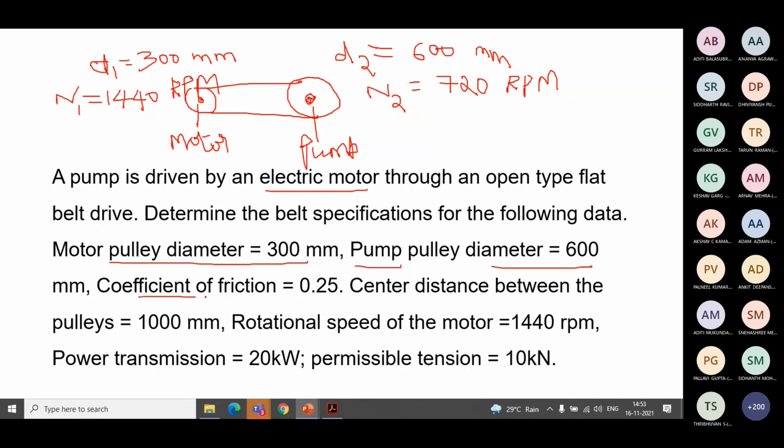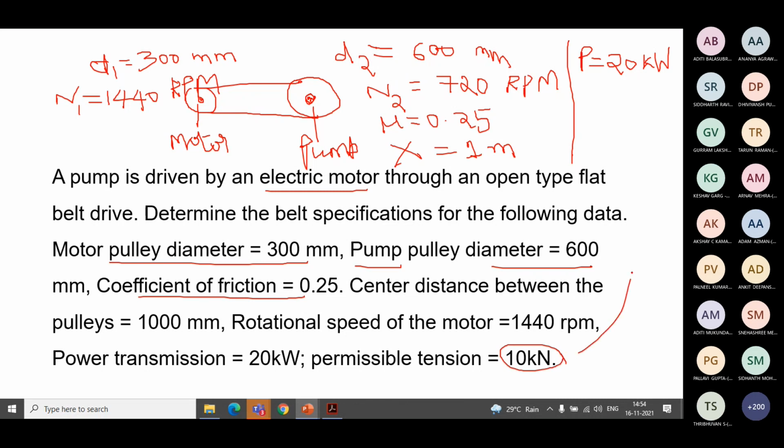Next, what is given? Your coefficient of friction and center distance are given. Mu is given as 0.25, and x is the center distance, 1000 mm or 1 meter. What else is given? P is given, power transmitted, that is 20 kilowatts. Permissible tension, how much is it? 10 kilonewtons. That 10 kilonewtons is the permissible tension.